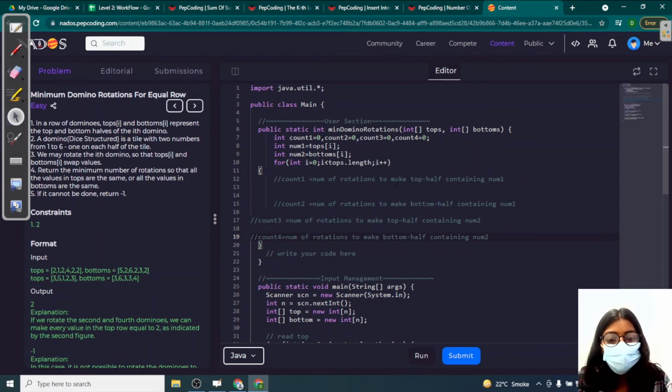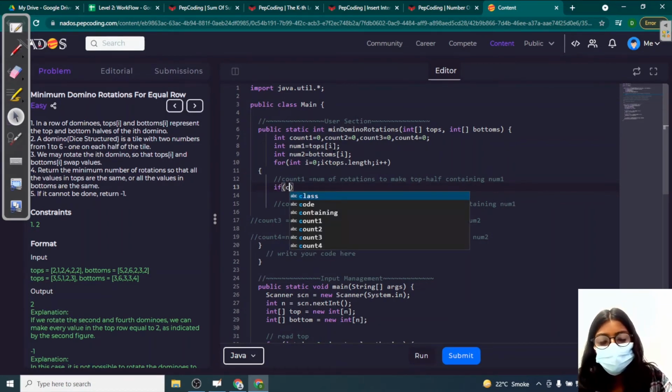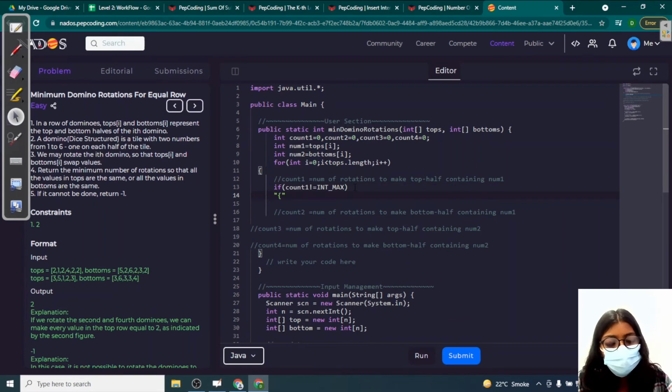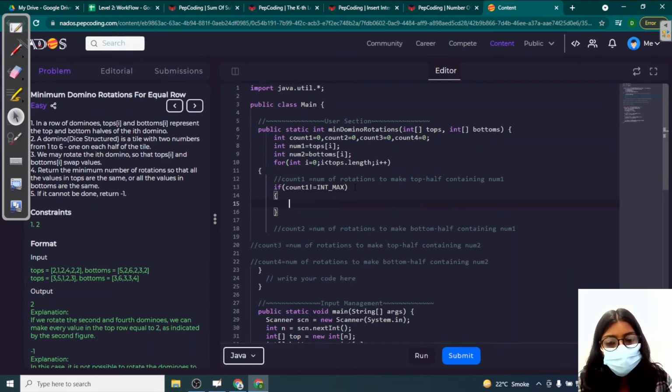Okay, so now let's write. Okay, first of all, let me initialize my count 1 2. I will check here if my count 1 is not equal to, let me just initialize it to int max. Okay, if my count is not equal to int max, then what am I going to do?